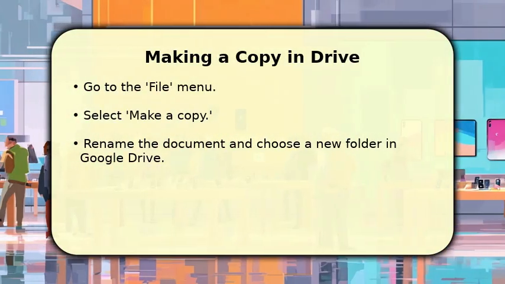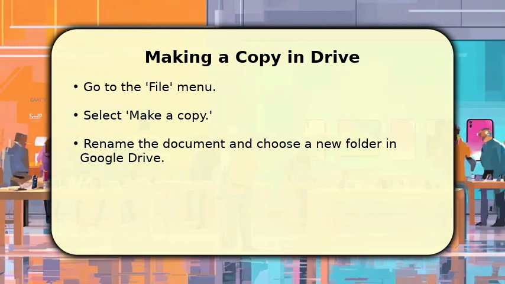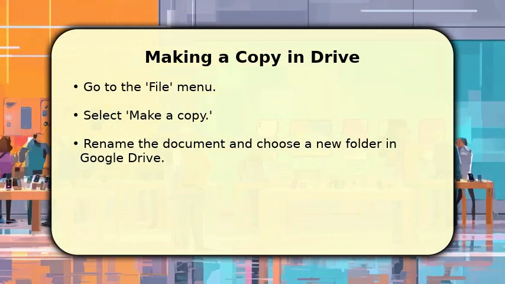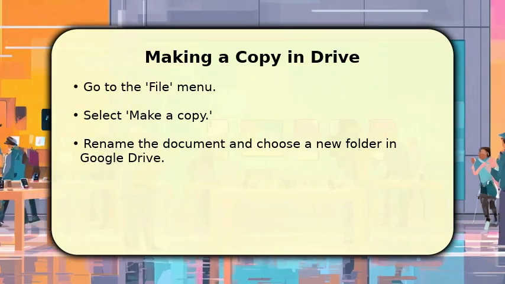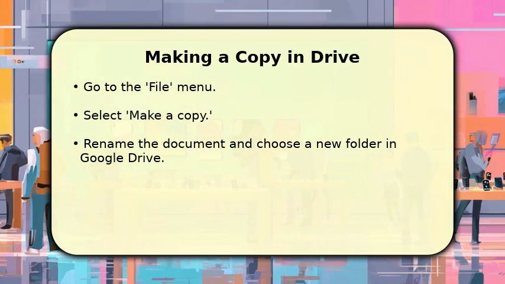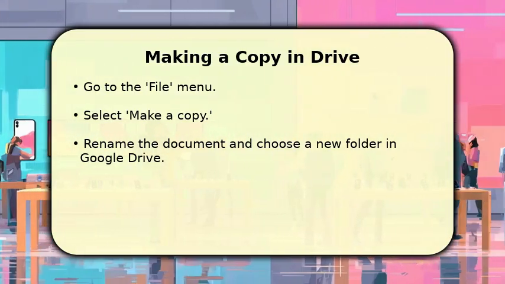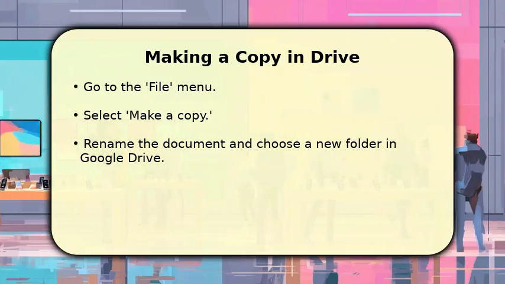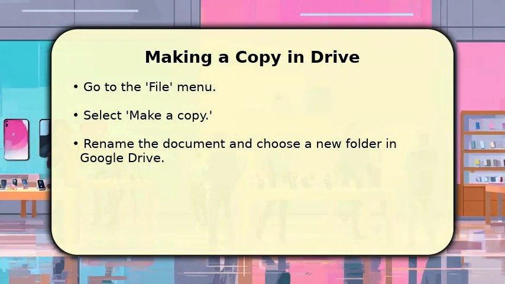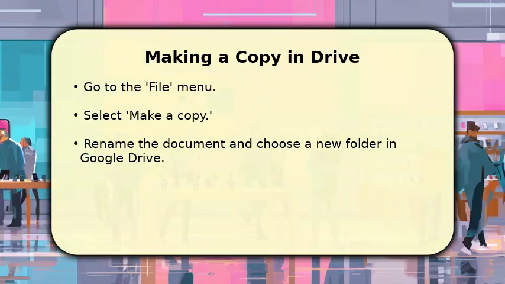Beyond downloading, you might want to save a copy within your Google Drive. To do this, go to the File menu and select Make a Copy. You'll then be prompted to rename the document and choose a new folder location within your drive. This action creates a completely separate duplicate, leaving your original document untouched. It's perfect for creating different versions or sharing a clean copy without affecting your master file.